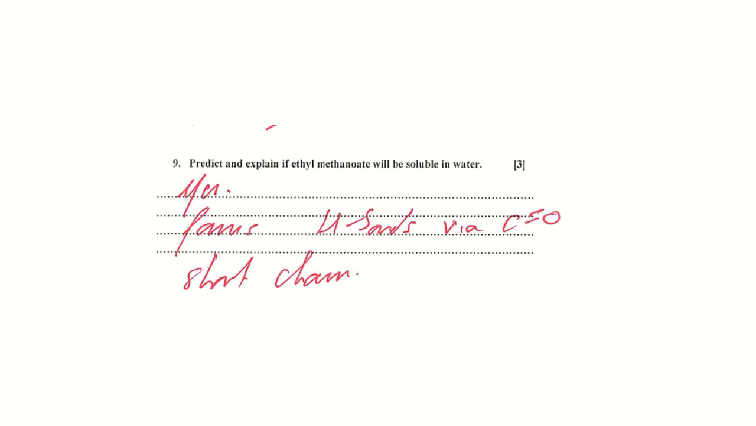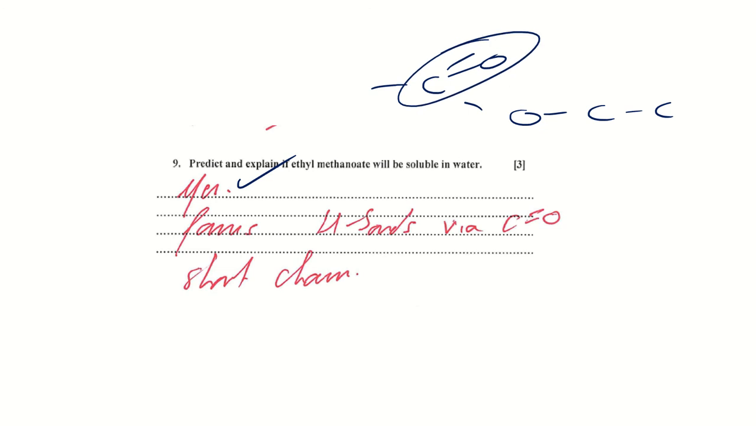Predict whether ethyl methanoate would be soluble in water or not. Yes, it would. Ethyl methanoate would be this structure here. So it's a very short chain. It has this region here, which, if you remember from aldehydes and ketones, can itself form hydrogen bonds with water molecules.